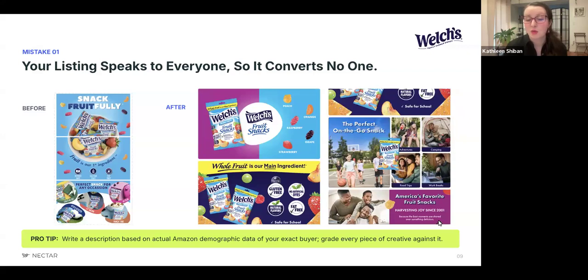And what we really would recommend too is just look at what your Amazon demographic really is. See if that's any mismatch from what you expect, but then definitely pick a direction and reflect that in how you speak to the customer through the graphics, the lifestyle imagery, and the copy as well.